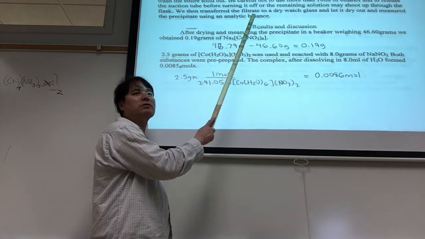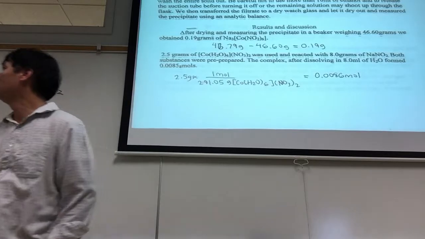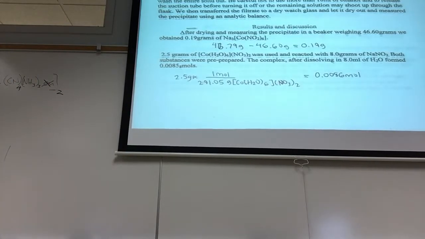What's the difference between results and discussion? Results is factual data. Results is typically raw data without analysis. Discussion is the analysis of your raw data. Does somebody know the reason why scientists separate the raw data from the analysis of the raw data? Your analysis could be wrong. Right?